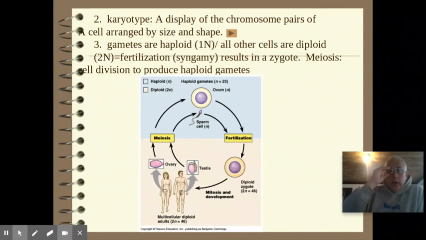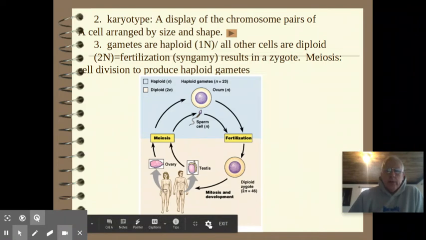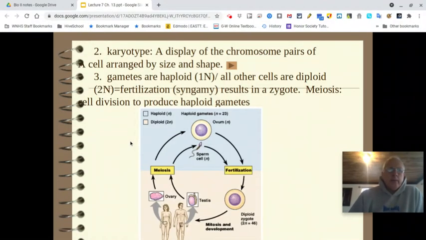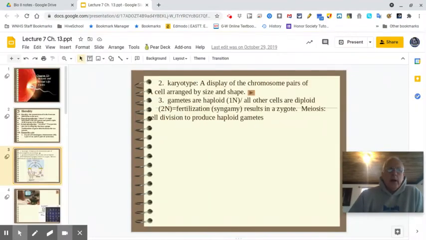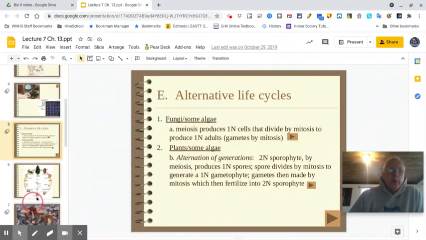A karyotype is a picture or a photograph. We do it with computers now. It displays chromosome pairs arranged by size and shape. So I'll show you a picture of that here. My links aren't working. I apologize for that. I should have fixed that before we did this. But if you're looking at a karyotype, this is what it would look like.